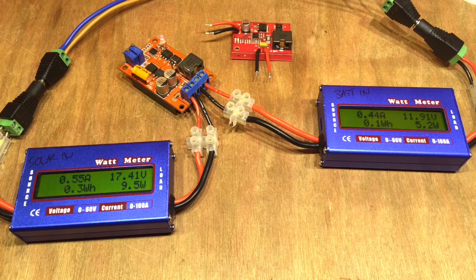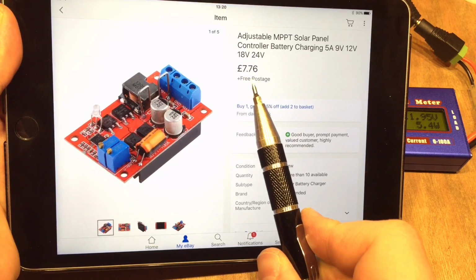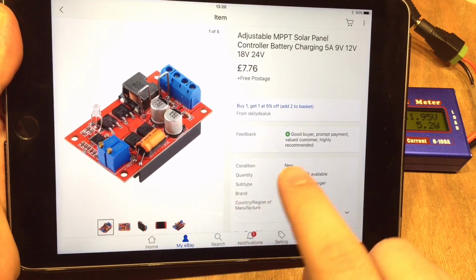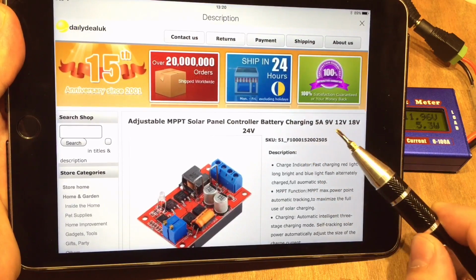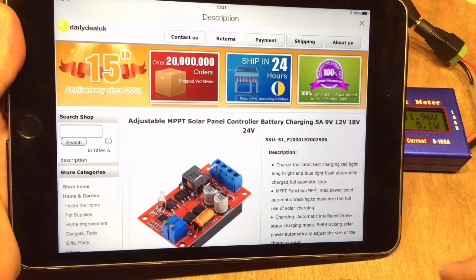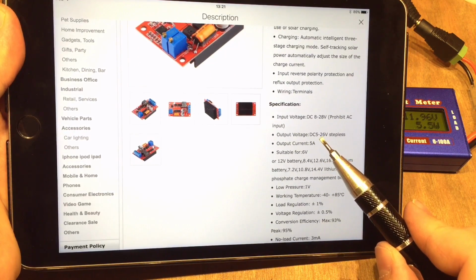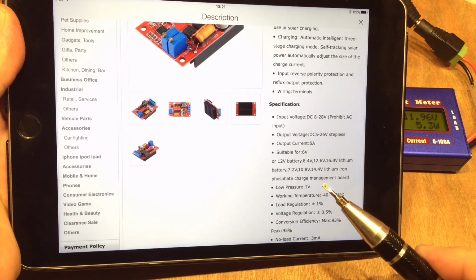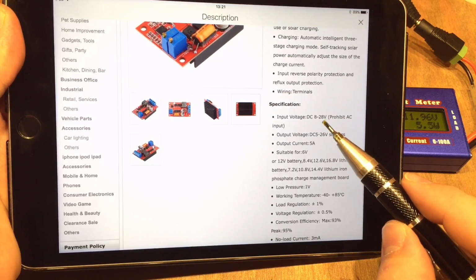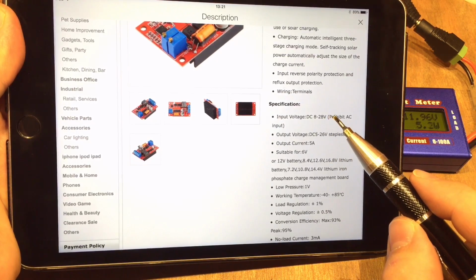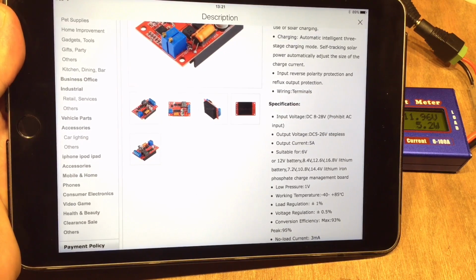Let's have a look at the listing for this one. So this version is a bit more expensive, £7.76 with free postage. At least it is pictured, the correct version. So it clearly shows that it's 5 amp, 9 volt, 12 volt, 18 volt, 24 volt. Its output voltage can be anywhere from 5 to 26 volts stepless. And the input voltage is anything it would need to be above, I guess, 8 to 28 volts on the input. And as long as that's greater than your battery voltage, it should charge quite happily.